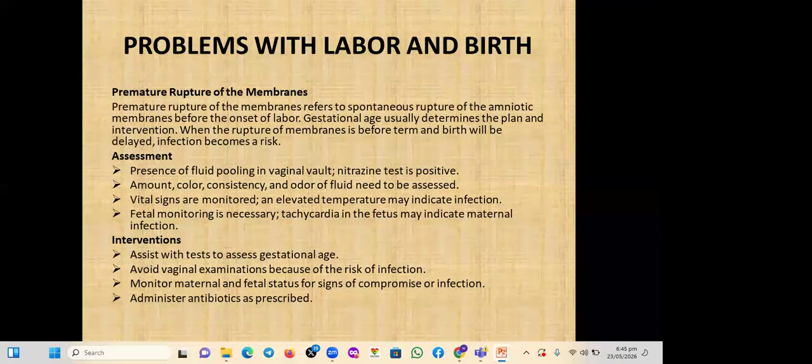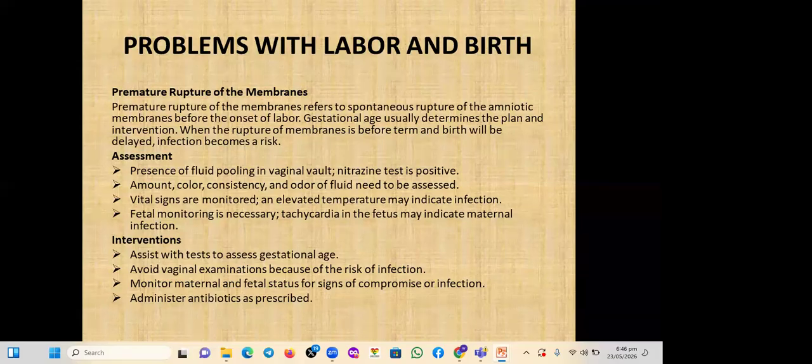So when you test the fluid and it is amniotic fluid, now you have to test the odor. If it has a very bad smell, it means that infection is a risk. Okay, so you check the amount, the color, consistency, and odor of the fluid. All needs to be assessed.